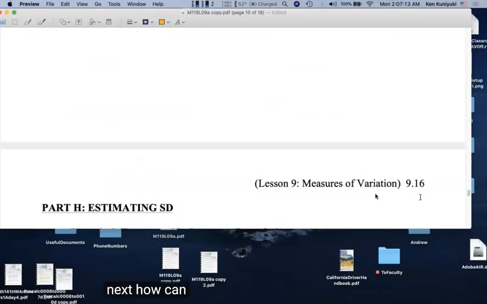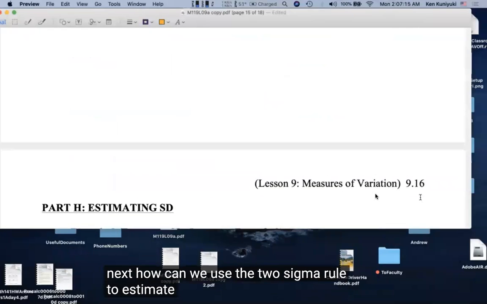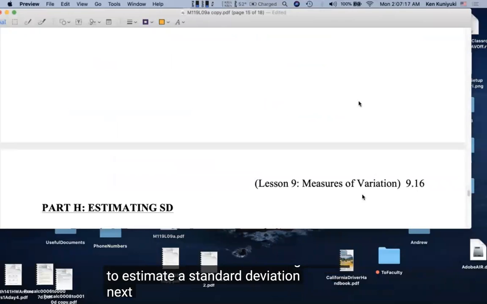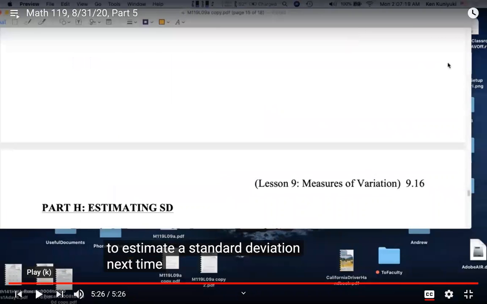Next, how can we use the two sigma rule to estimate a standard deviation? Next time. Any questions? Moving on.